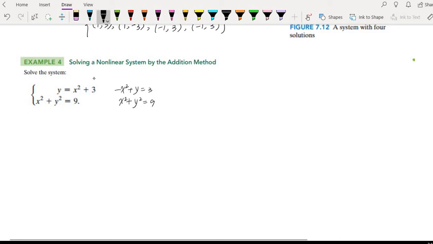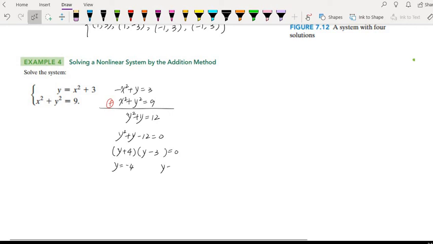Now we're going to use addition method because I know if I add those two together, the negative x squared and x squared are going to cancel out. So the only thing left is y squared plus y equals 12. We can rewrite this: y squared plus y minus 12 equals 0. We're just going to factor it. That will be y here. Then we're going to have a positive 4 and negative 3, because multiplied together they give you negative 12, and added together they give you 1. So then we're going to have y equals negative 4 and y equals 3.